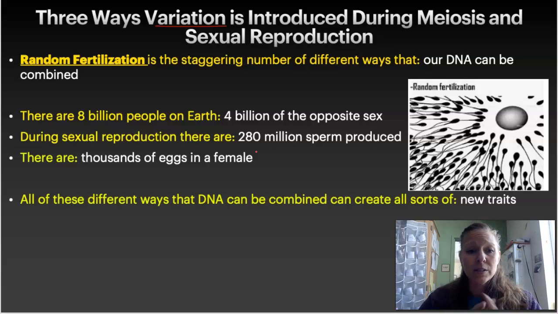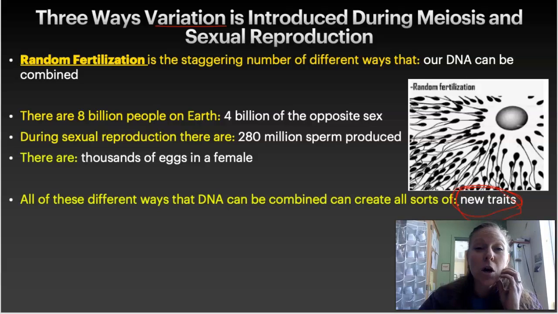And so we call this random fertilization, that there are many, many different ways that DNA can come together and produce new traits. New traits are very important. We want lots of traits in a population, new characteristics, short, tall, different colored hair, different rate at which you grow, different skin color, because all of these things are going to potentially help us to survive changes in the environment.